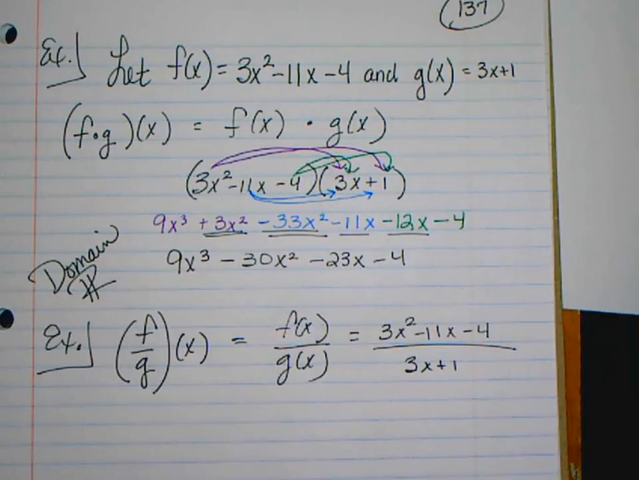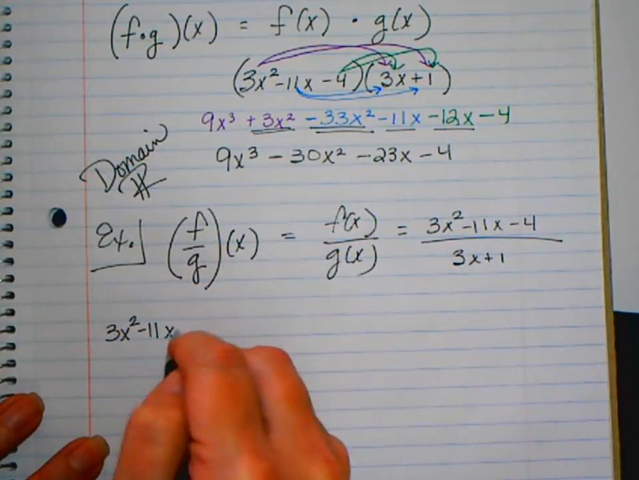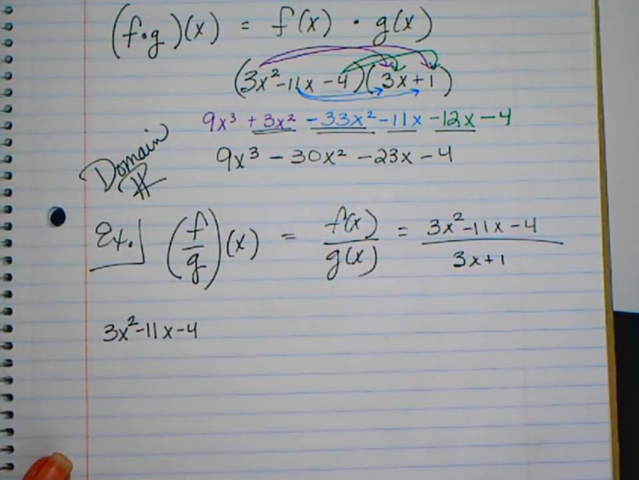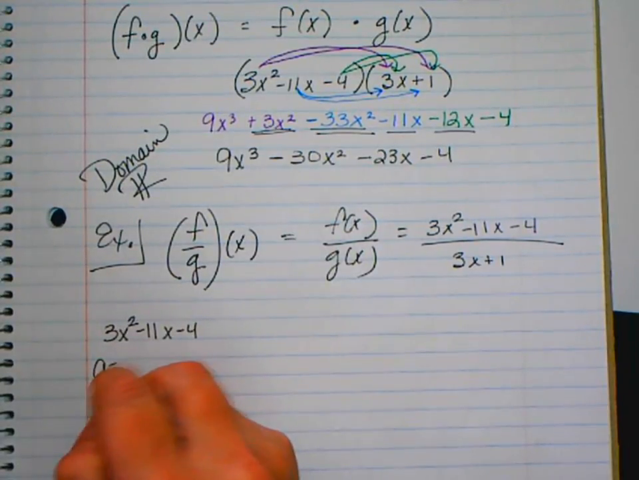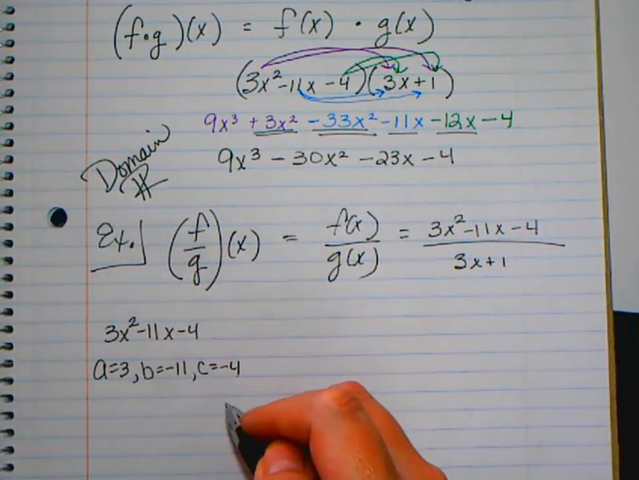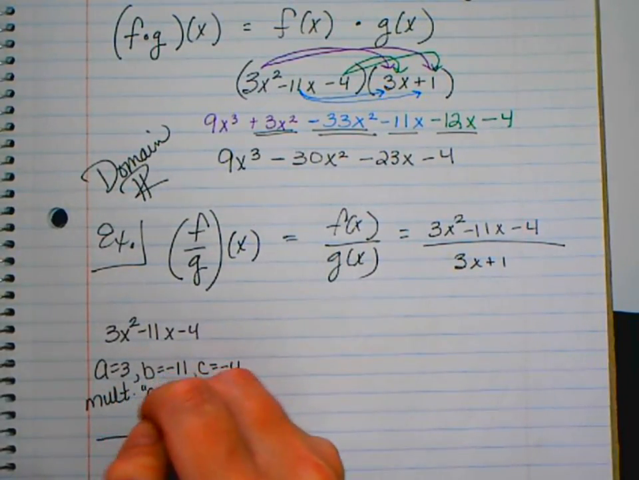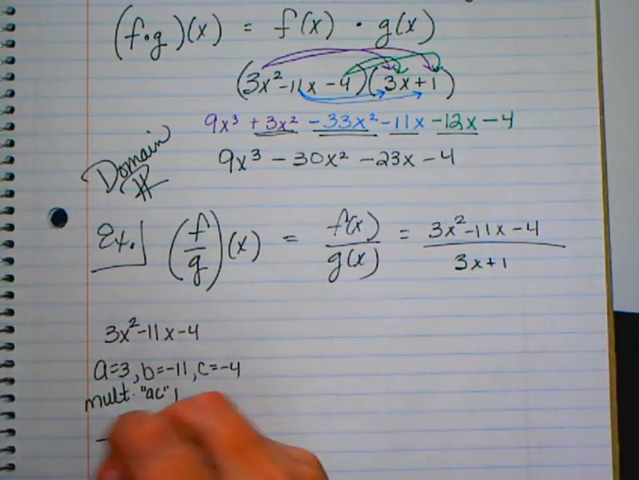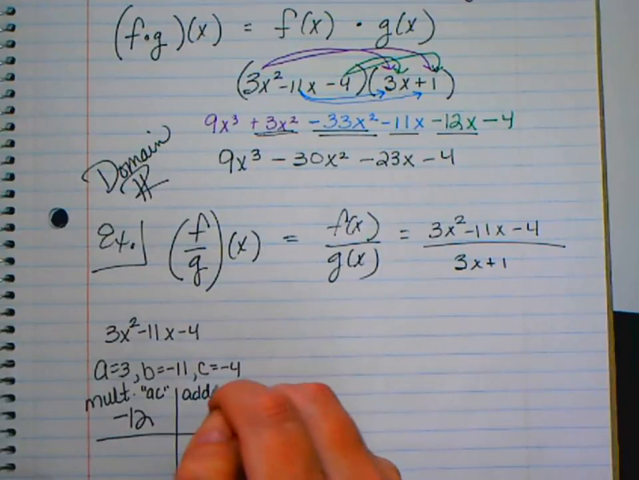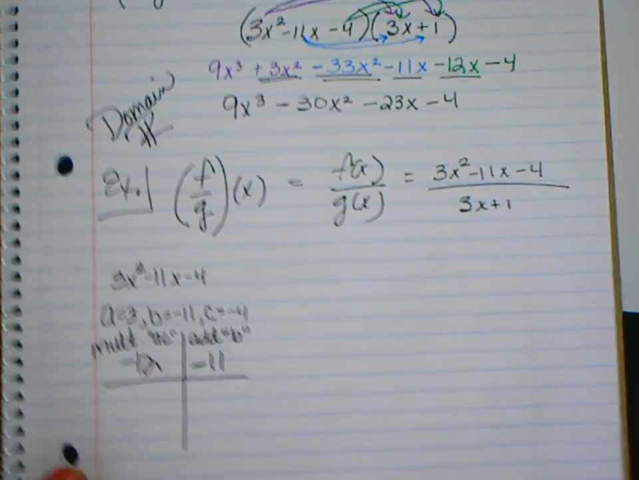But our numerator is a quadratic trinomial. We might be able to factor that, and if we can, we have to, because if anything can cancel, then we have to cancel it. So I'm going to do that over here on the side. And this will be an old divide and slide, and we haven't seen one of those in quite some time. So A is 3, B is negative 11, and C is negative 4. I need two numbers that multiply together to get AC. A times C is negative 12. And then add together to get B, which is negative 11.